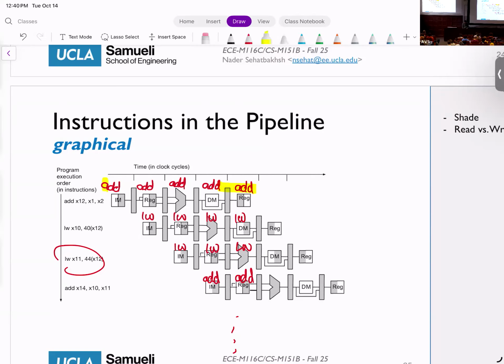It's no longer there. So that means that now load word can go to this stage, load word can go to this stage, add comes here. And then again, load here is done, so it retires. The other load word comes here, add comes here. And then this one is retired. And then finally add comes here and add is retired, right? So this process takes this many cycles to run these 4 instructions.